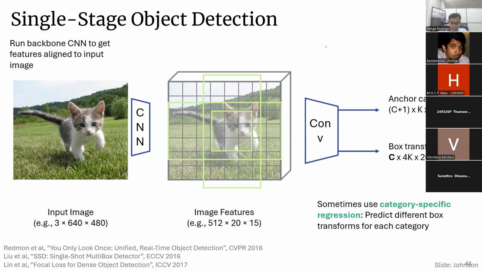So sometimes they can use the category specific detection also. For the dog class, cat class, and so on, we can use category specific box detection, predicting different box transforms for each category.